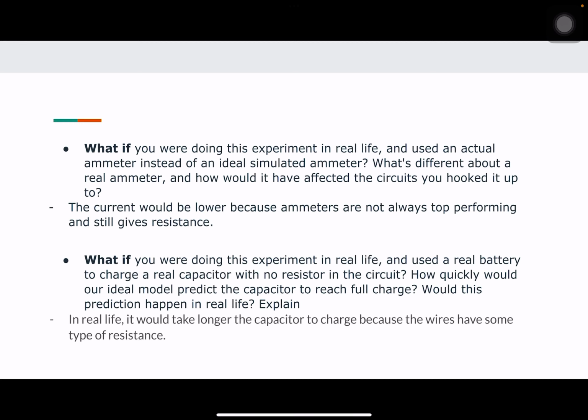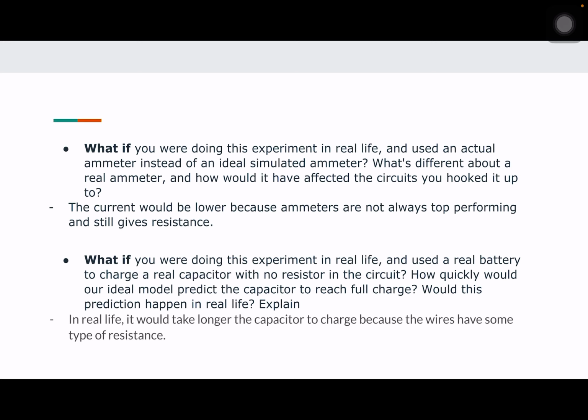So here are some what-if questions. First, what if we were doing this experiment in real life and we used an actual ammeter? What's the difference about the real ammeter, and how would it affect the circuits hooked up to it? Well, the current would be really low because ammeters are not always top performing, and a real ammeter gives resistance, while a simulated one does not.